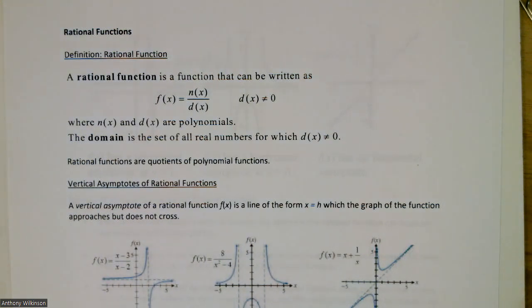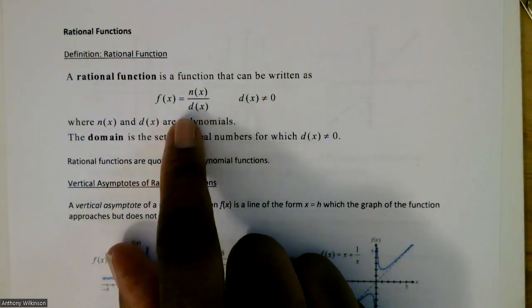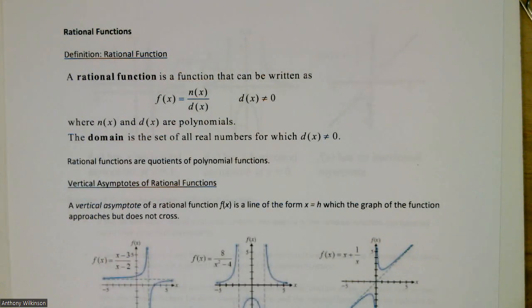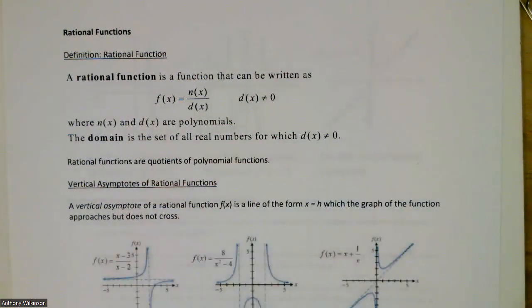All right, the domain is the set of all real numbers for which d of x is not equal to 0. In other words, you want to find out what values of x would give your denominator 0, and you will exclude those. So, domain is just going to be the set of all real numbers where the denominator is not equal to 0. And rational functions are quotients of polynomial functions.